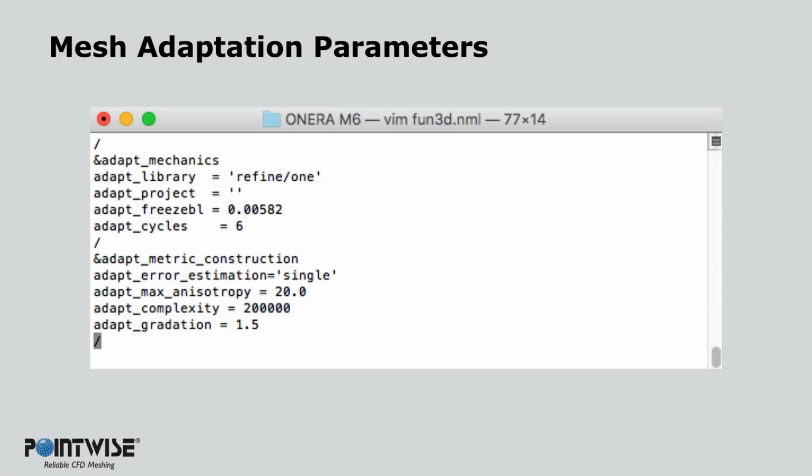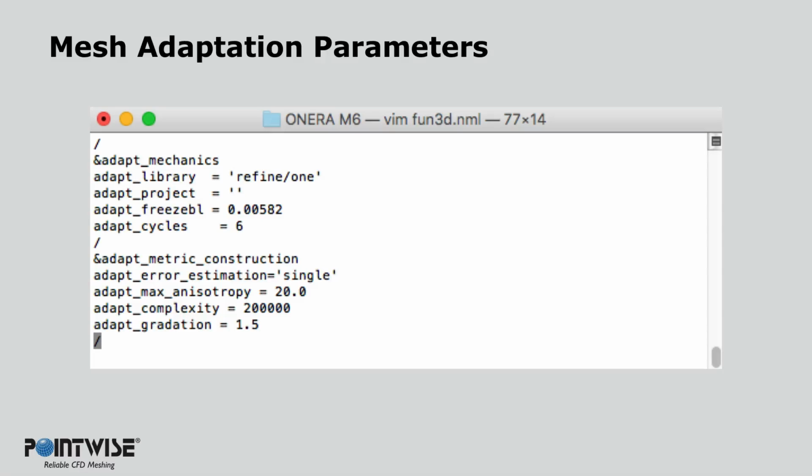Within the adapt mechanics namelist, the adaptation library to be used and the number of adaptation cycles can be specified. There is also a parameter named AdaptFreezeBL, which prevents modification of the grid within the specified distance of solid wall boundaries. It is used to preserve an existing boundary layer grid structure and is specified in grid units. A distance that equates to a y plus of approximately 100 is specified here.